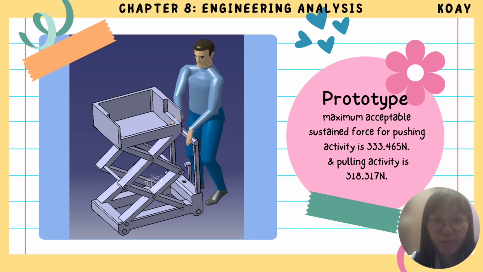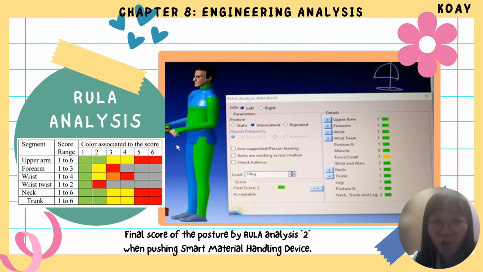The figure shows the prototype of the smart material handling device. Workers in the palm oil industry move the smart material handling device to a place where they need to carry the palm oil. The palm oil will be loaded into the device and lifted to the level of the truck. To identify the severity, postural analysis will be carried out by the RULA method. The final score is displayed by a color code in CATIA.